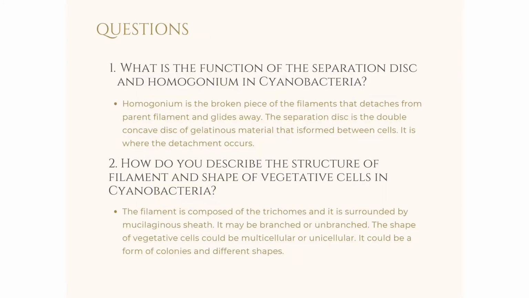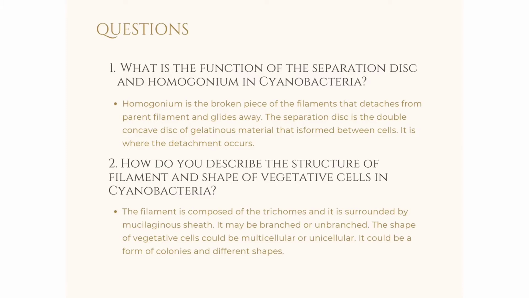Here are the following questions to be answered. Number 1. What is the function of the separation disc and homogeneum in cyanobacteria? Homogeneum is the broken piece of the filament that detaches from the parent filament and glides away. The separation disc is the double concave disc of gelatinous material that is formed between cells. It is where the detachment occurs.